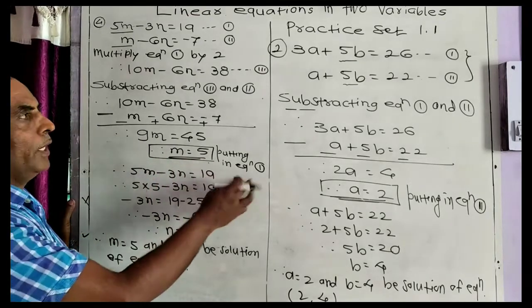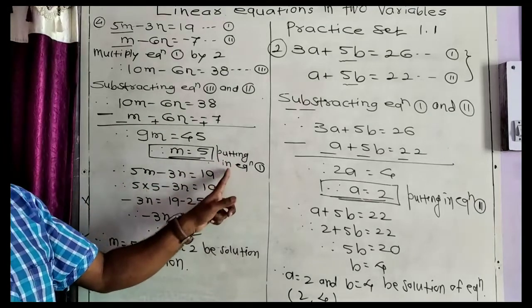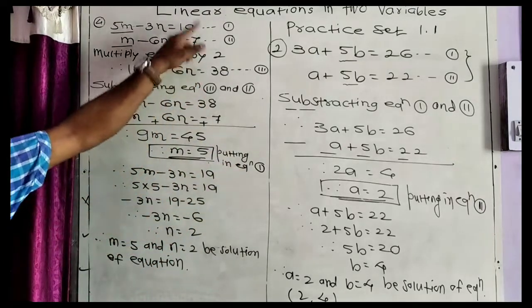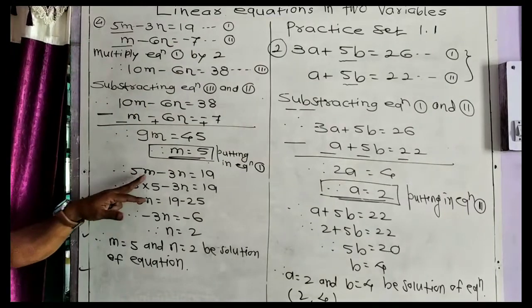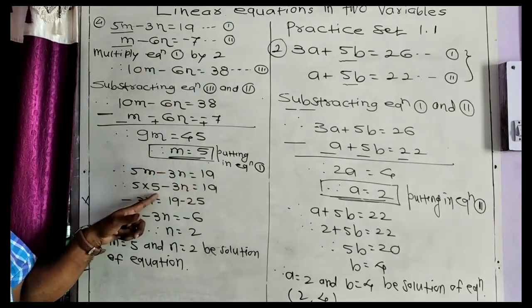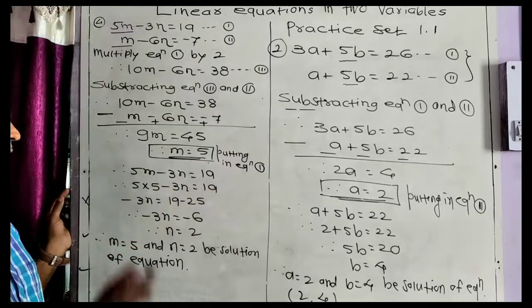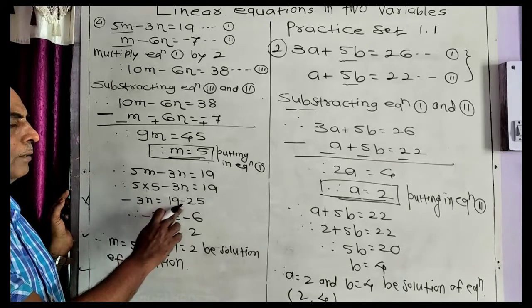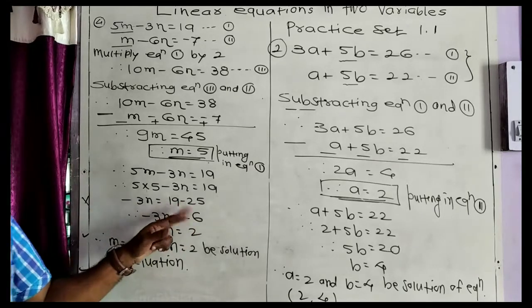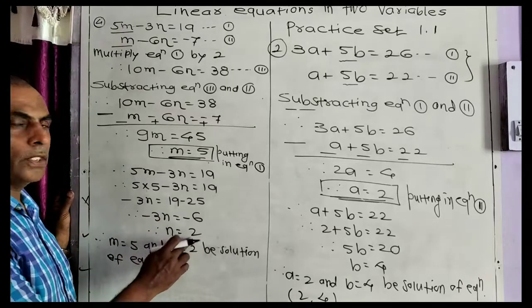Now putting this value in any one equation, so we write putting the value of the m variable in equation number 1. What is equation number 1? 5m minus 3n is equal to 19. After substituting the value of m as 5, 5 into 5 gives 25. It goes to the right side with a minus sign. So minus 3n is equal to 19 minus 25. 19 minus 25 is minus 6, divided by minus 3 on both sides. We get n is equal to 2.